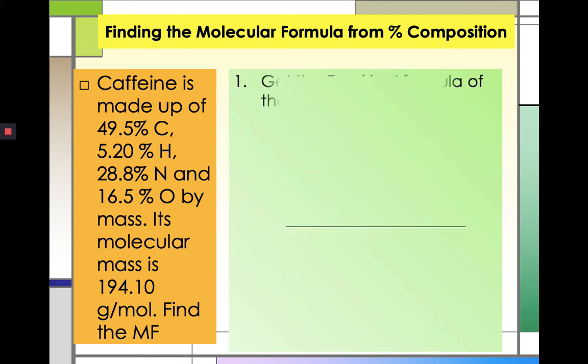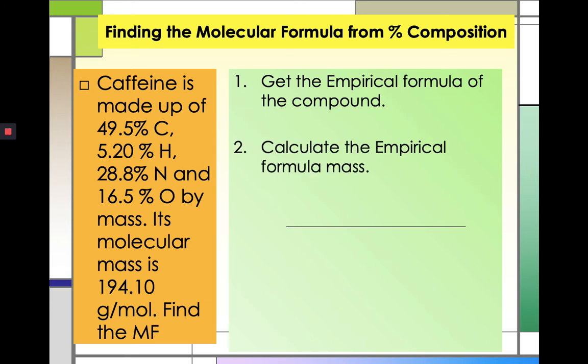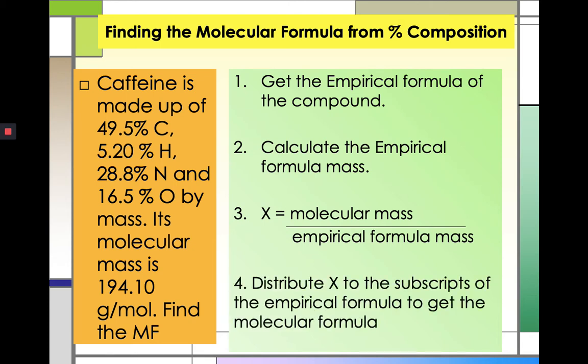So our first step is to get the empirical formula of the compound, and then we have to calculate the empirical formula mass, the way we did with molar masses. Then we find the whole number multiplier, which is the molecular mass divided by the empirical formula mass. And then we distribute the multiplier x to the subscripts of the empirical formula to get the molecular formula. All right, so we'll deal with this example on caffeine.